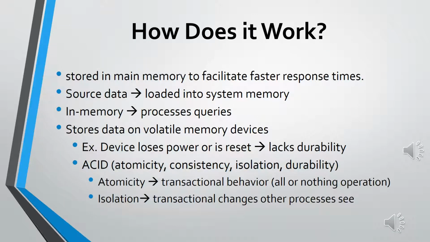So how exactly does it work? Since it's a database whose data is stored in main memory to facilitate faster response times, source data is loaded into system memory in a compressed, non-relational format. In-memory databases streamline the work involved in processing queries. In its simplest form, main memory databases store data on volatile memory devices. These devices lose all stored information when the device loses power or is reset.